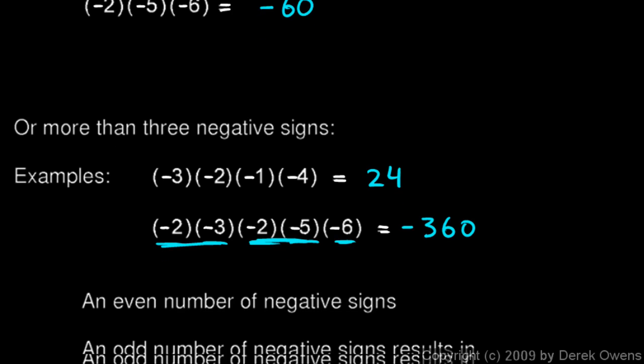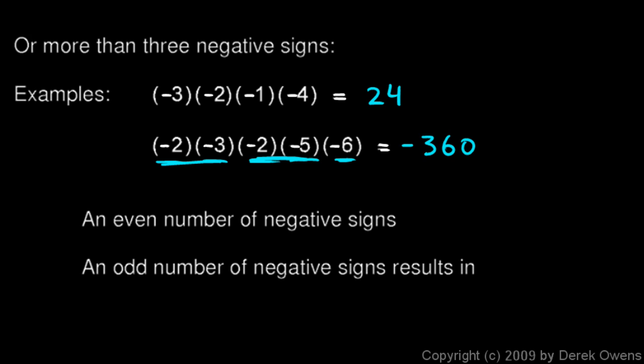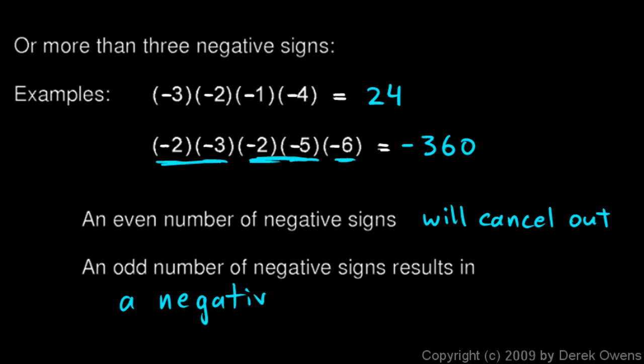So we could say it like this. An even number of negative signs will cancel out. So if we multiply 4 negative numbers together, we get a positive answer. Or if we multiply 6 negative numbers together, we get a positive answer. An even number of negative signs will cancel out. An odd number of negative signs results in a negative sign, a negative sign applied to the answer.